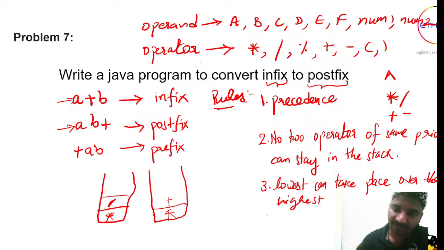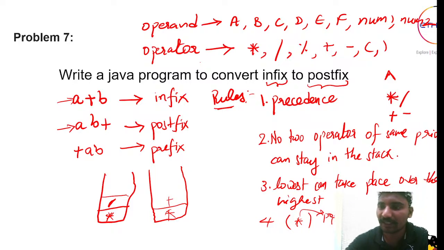Now, if any operator is enclosed within a left parenthesis and a right parenthesis, that has to be popped. If this kind of scenario comes, this has to be popped. So these are the 4 important rules, and by using these 4 important rules we'll be solving the question.